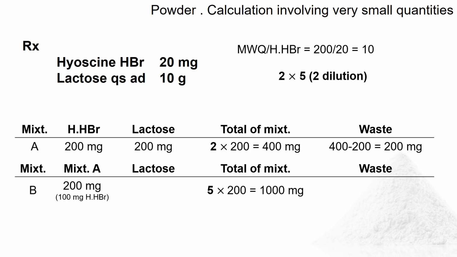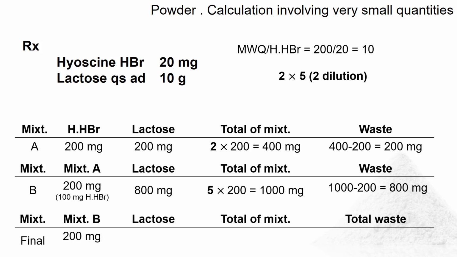times with the initial ingredients 200 mg, we will get 1000 mg. And to do that, we need to top up with 800 milligram of lactose. And in this case, again, we will bring forward 200 milligram of this mixture B to the final mixture, and the total wastage is 800 milligram.